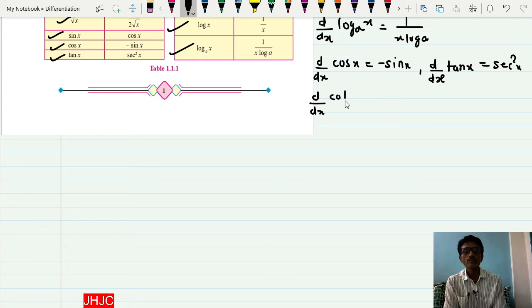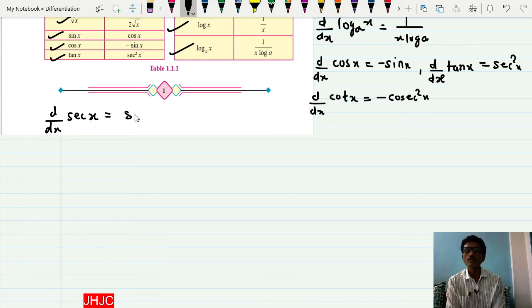Derivative of cot x is equal to minus cosec square x. Derivative of sec x is equal to sec x tan x. Derivative of cosec x is equal to minus cosec x into cot x.